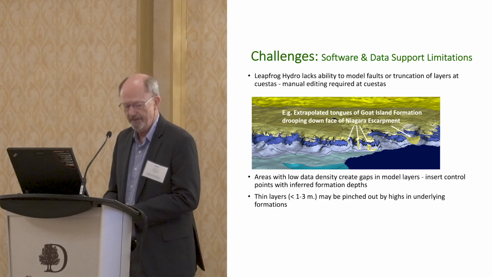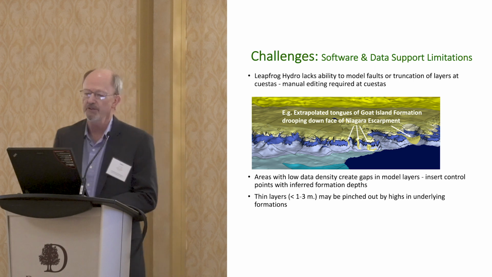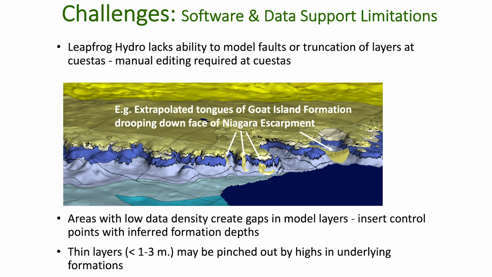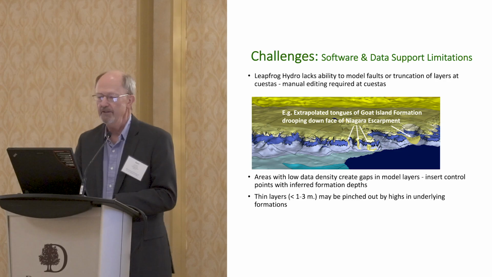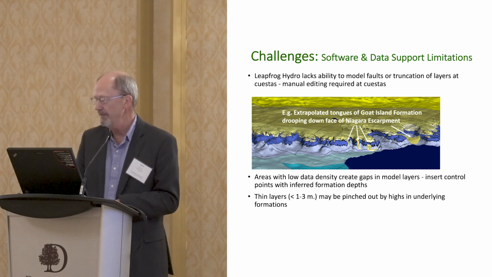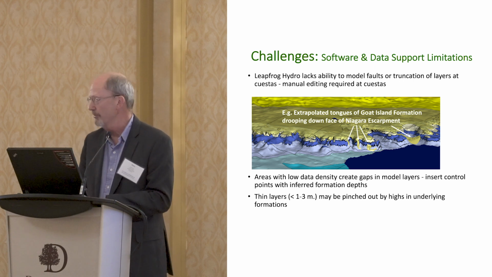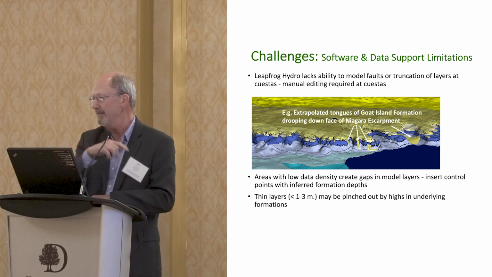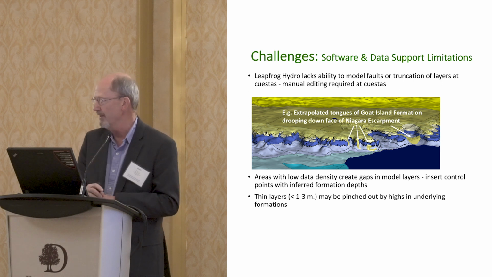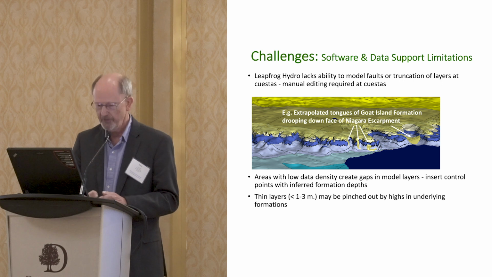So some of the challenges, I'm just showing you some of the issues that are still in this model. These little tongues, in this case the Goat Island Formation, that appear to be drooping down the face of the escarpment. This is the Niagara Escarpment I'm showing here. And those aren't real. It's an algorithm, so it can only model according to the inputs it has. And so it's things like this, the modeler is going to have to take each one of these out by hand. He has to intervene in the model and remove them. So he still has quite a bit of work to do for this kind of detail.